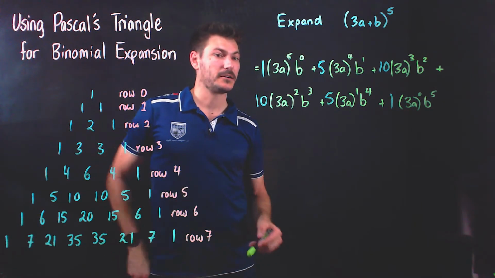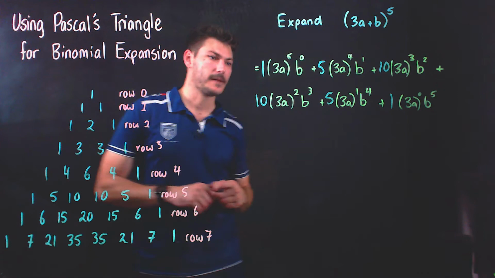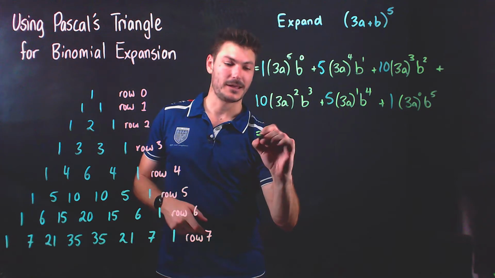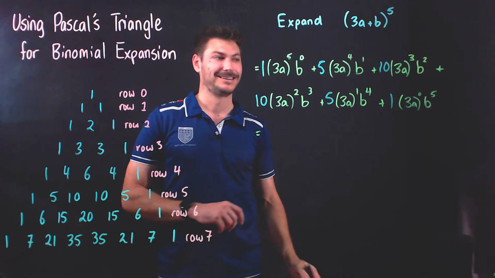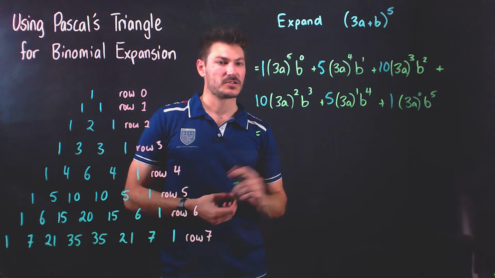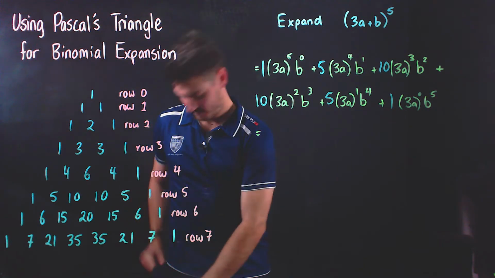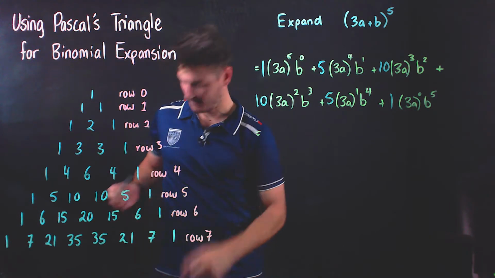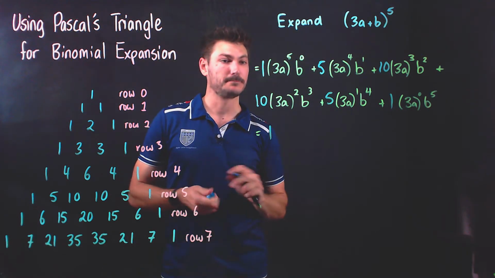So my next step here is going to be to expand and simplify. Normally, I would just write equals and put it all on one line. However, for the purpose of this video, I'm going to do one more step in between. So I'm going to leave the 1 out the front. Let me just get this pen. So I've got a 1 out the front.